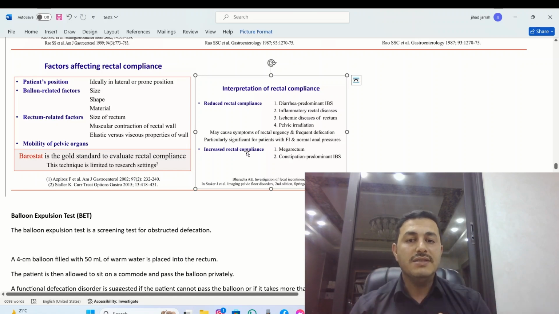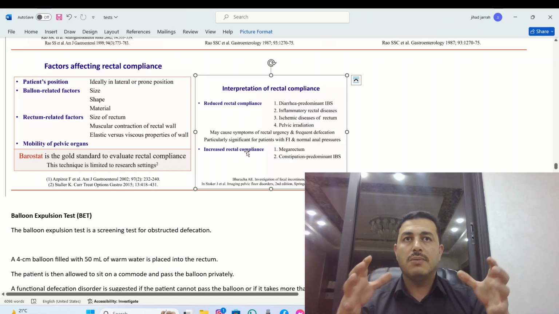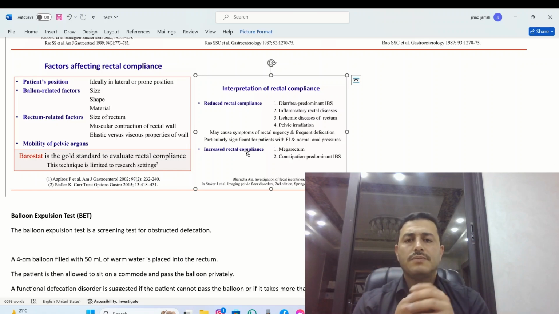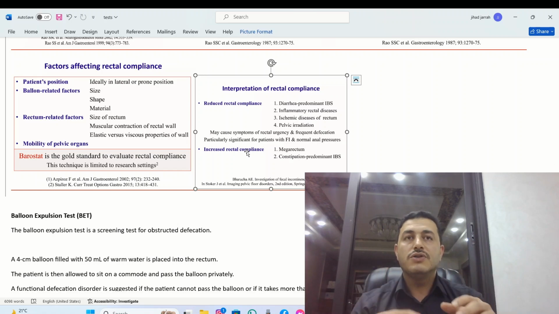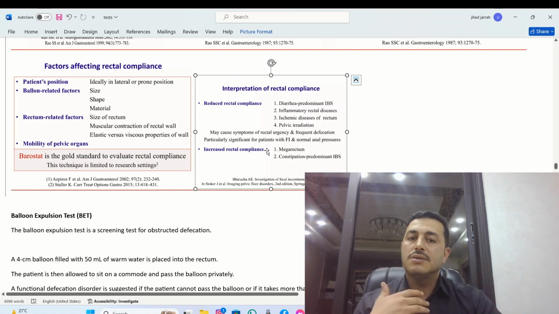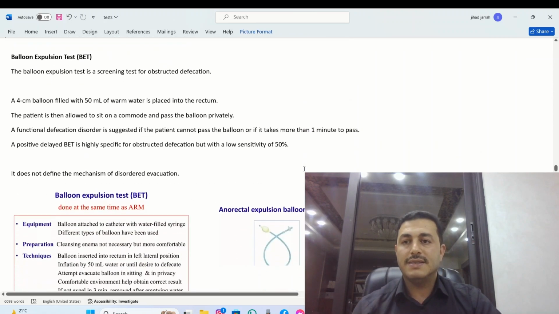While with increased rectal compliance, we are giving volume but there is no change in the pressure. So this is hyposensitivity, such as in megacolon and constipation-predominant disease.